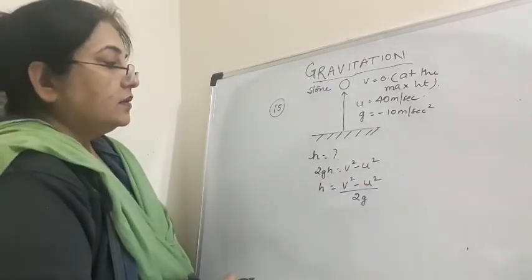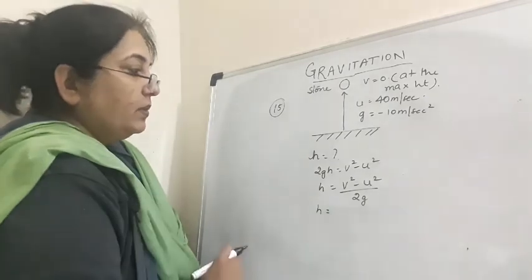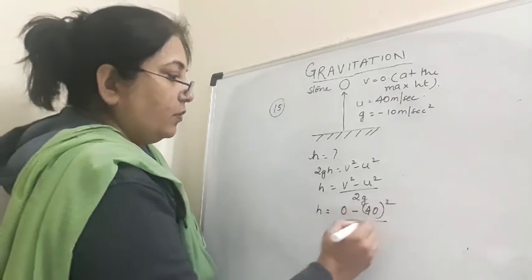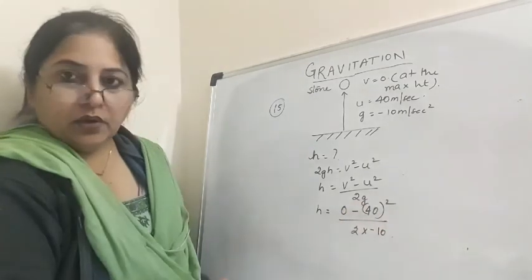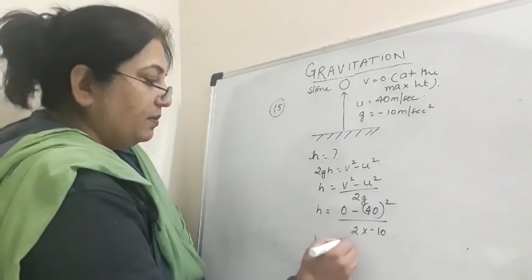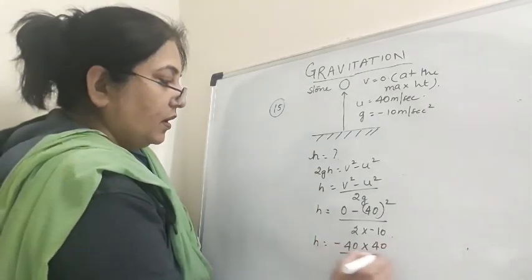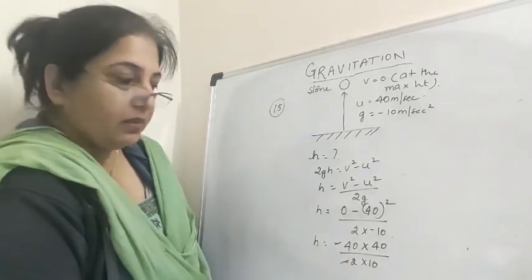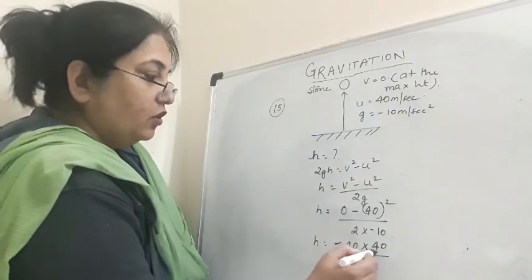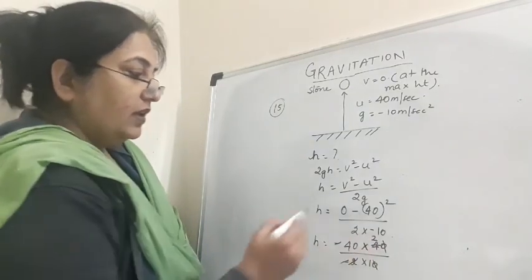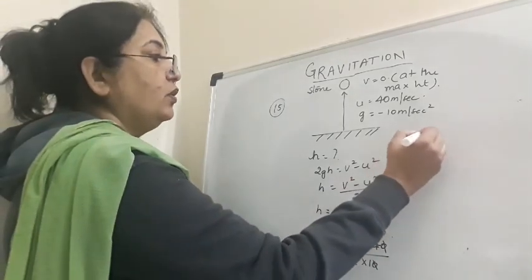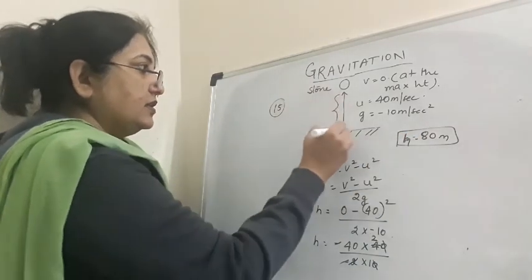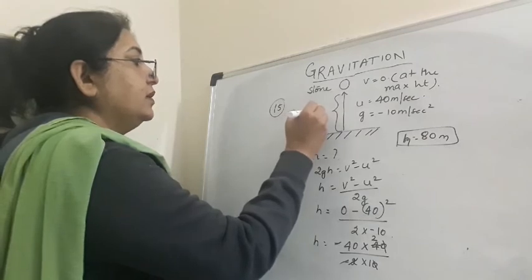Okay, then we know that h will be equal to v will be 0 minus 40 square upon 2 into minus 10. Okay, so therefore what we'll get? h will be minus 40 into 40 upon minus 2 into 10. So minus will cancel. Height will not be negative. Remember that. This 0 will cancel. 2 with 4 will cancel. So h will be equal to 80 meters. So to what height the stone is reaching? Maximum height. This height is equal to 80 meters.